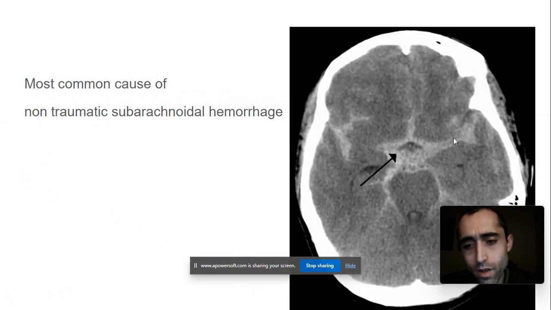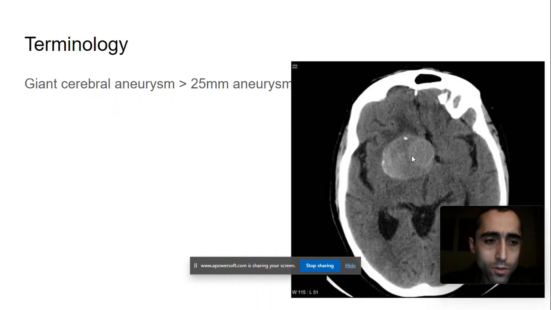What you can see here is hyperdense material in the subarachnoid space. This is subarachnoid hemorrhage, and the most common cause of subarachnoid hemorrhage in the non-traumatic presentation is a saccular aneurysm. It's a Berry aneurysm. So look for it, do a CTA, and look for the aneurysms in patients with non-traumatic subarachnoid hemorrhage.